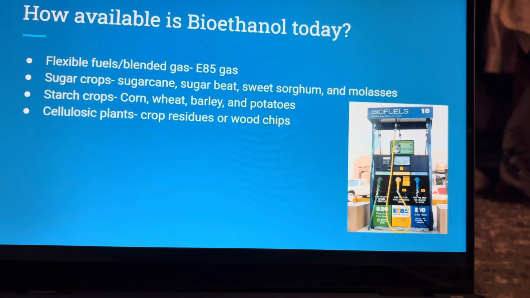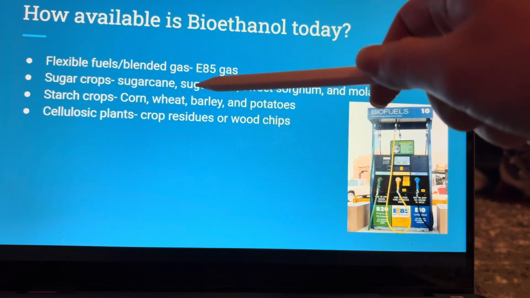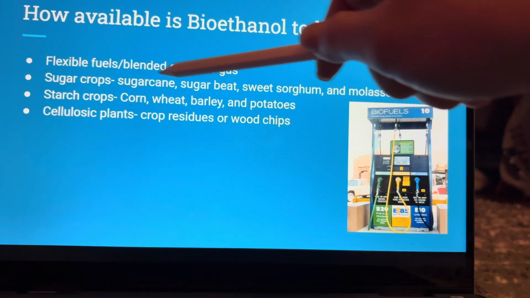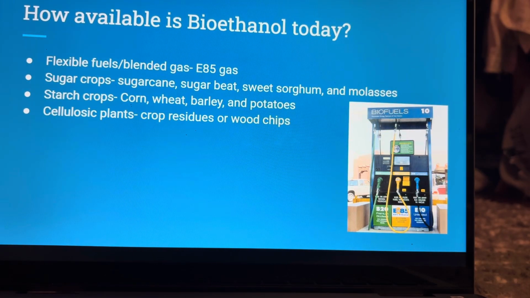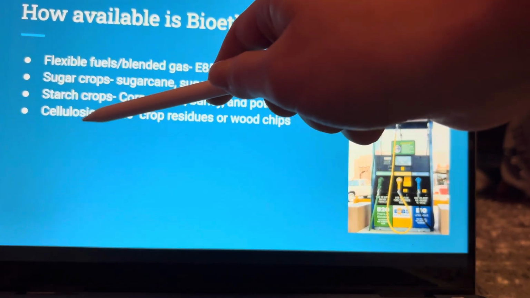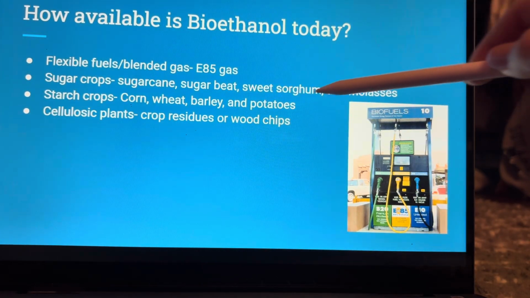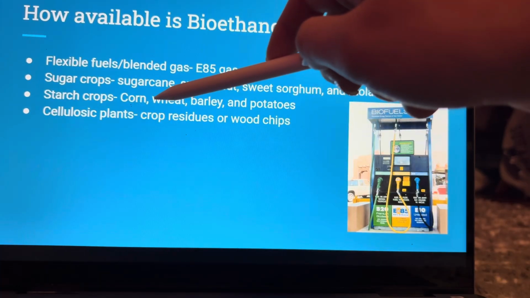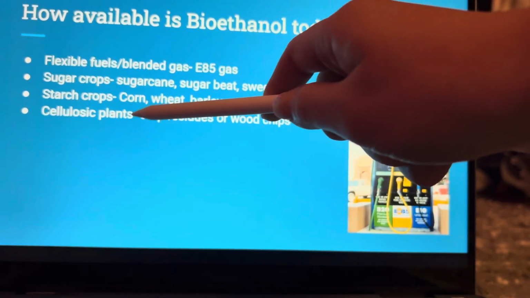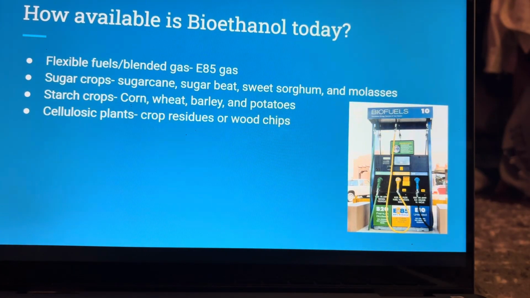So how available is bioethanol today? Bioethanol is at many gas pumps. You'll see the E that stands for ethanol, and usually this is in a form of blended gas where it is part petroleum gas and part ethanol. A few examples of the crops that bioethanol is being derived from are sugar crops like sugarcane, sugar beet, and molasses, starch crops like corn, wheat, barley, and then cellulose plants, which are the waste products of these crops, like the crop residues or wood chips.